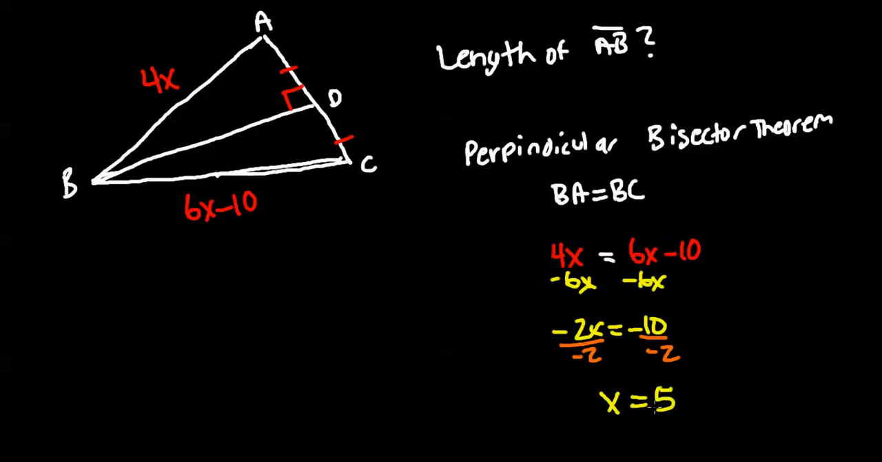So x equals 5. Now, in order to find AB, you want to go ahead and plug in the value of 5 back in for x. And AB equals 4x. So AB is going to equal 4 times 5, which equals 20.